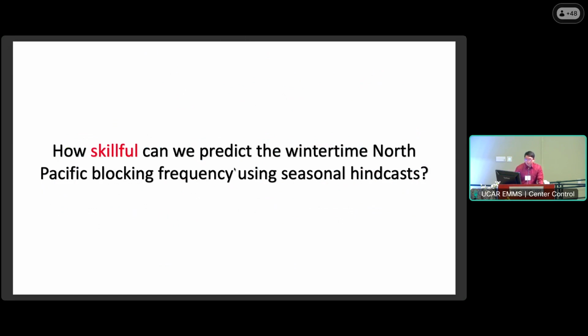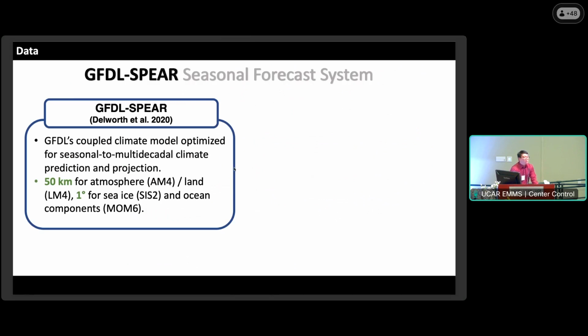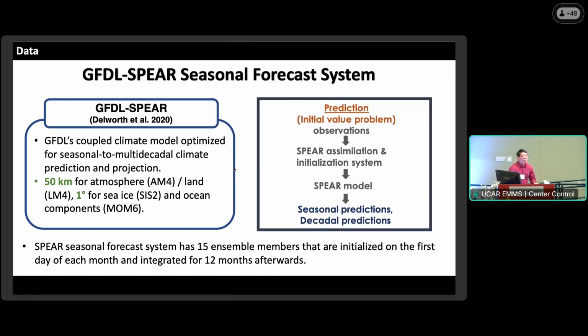Then the question that naturally follows is how skillful we can predict the wintertime North Pacific blocking frequency using seasonal hindcast. And we use the GFDL SPEAR modeling system to address this question. So GFDL SPEAR is a coupled climate model optimized for seasonal to multi-decadal climate prediction and projection. It is comprised of 50-kilometer resolution for the atmosphere and land components, and 1 degree for sea ice and ocean components. With this modeling system, we generate a seasonal forecast every month. This forecast system currently has 15 ensemble members since 1991 that are initialized on the first day of each month and integrated for 12 months afterwards.